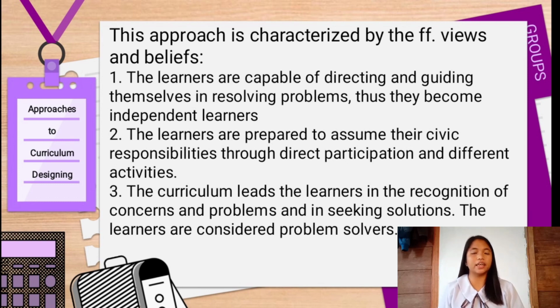First, the learners are capable of directing and guiding themselves in resolving problems, thus they become independent learners. Second, the learners are prepared to assume their civic responsibilities through direct participation in different activities. Third, the curriculum leads the learners in the recognition of concerns and problems and seeking solutions. The learners are considered problem solvers.